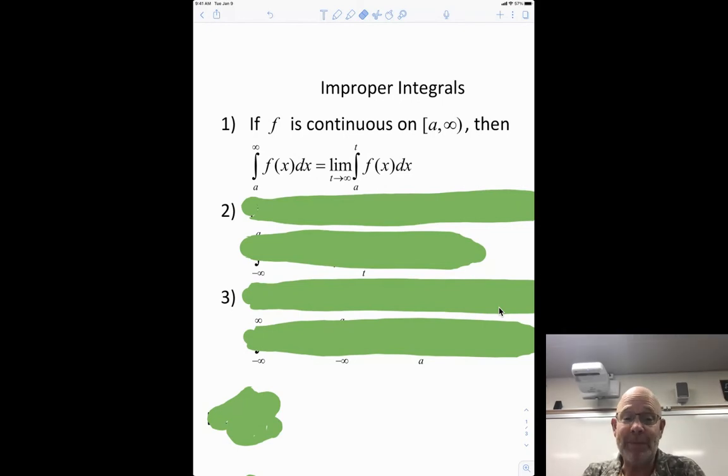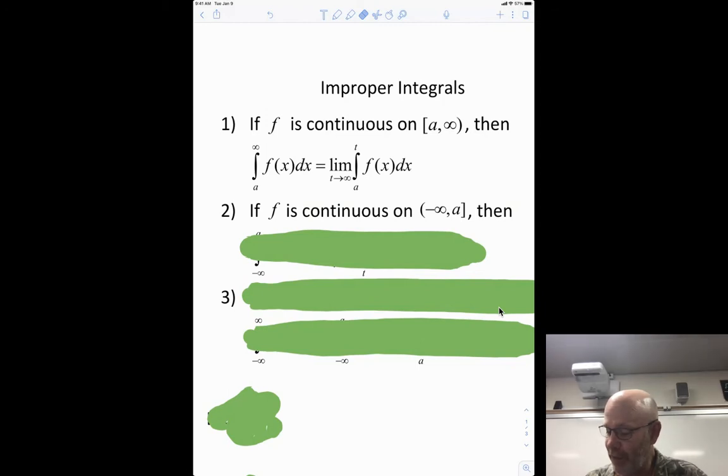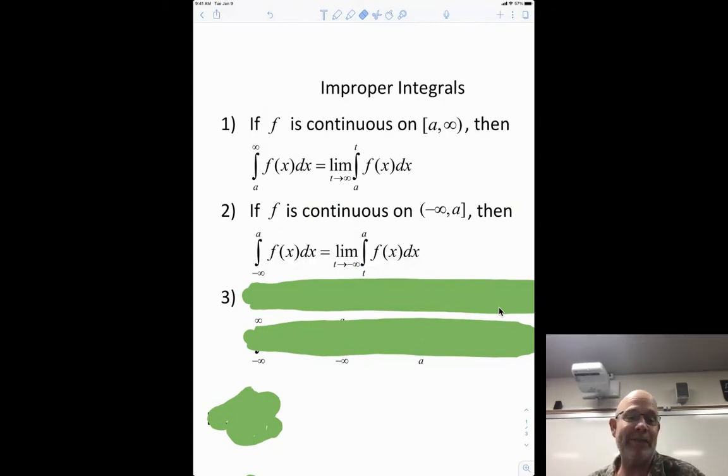It's possible we might need L'Hopital's rule and things like that. You could get infinities over infinities or infinity minus infinity in these. That's the first type. The first set are all pretty similar. The next one is if you're starting at negative infinity and going to a. It's the same thing. You plug in a t for that infinity, and then take the limit as t approaches negative infinity in this case. And I'll do a couple examples here.